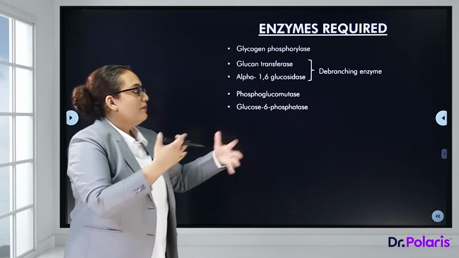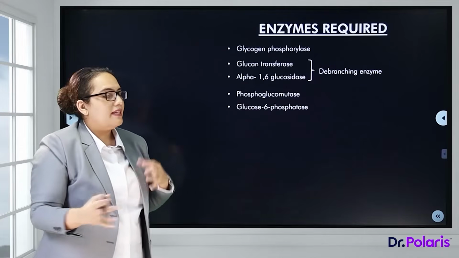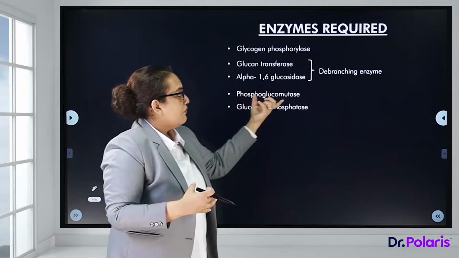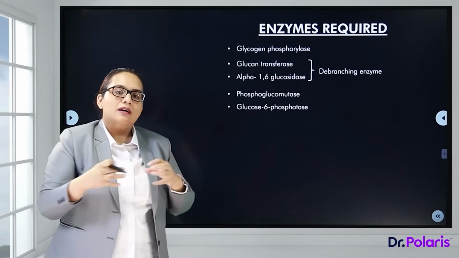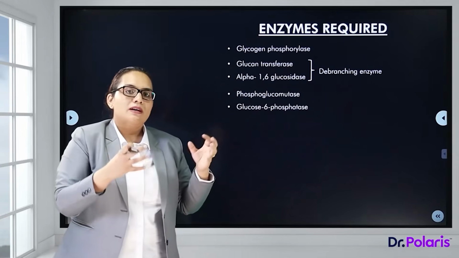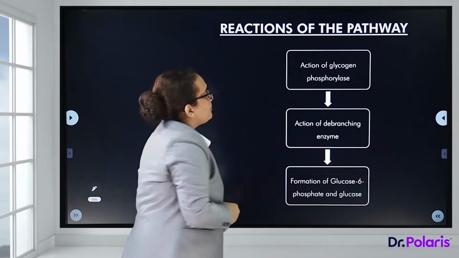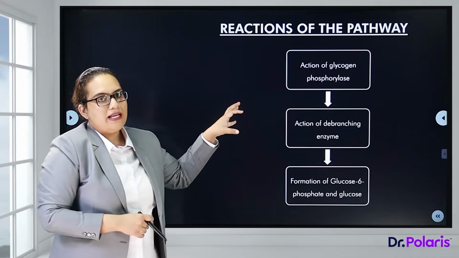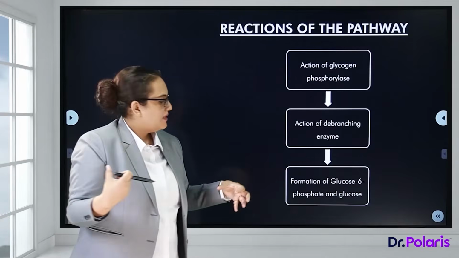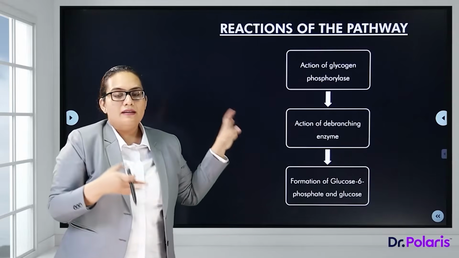So what are the steps? Before going on to the steps, these are the other enzymes required. In addition to glycogen phosphorylase, the key enzyme, you need a debranching enzyme to remove the branches from the glycogen. You need a phosphoglucomutase to convert glucose 1-phosphate to glucose 6-phosphate. And then you need a glucose 6-phosphatase to obtain glucose in the end. So let's have a look at the steps first. The first step is the action of glycogen phosphorylase, where glucose units are removed. Then a debranching enzyme removes the branches. And then finally, glucose 6-phosphate or glucose is formed, depending on the site where the reactions occur.